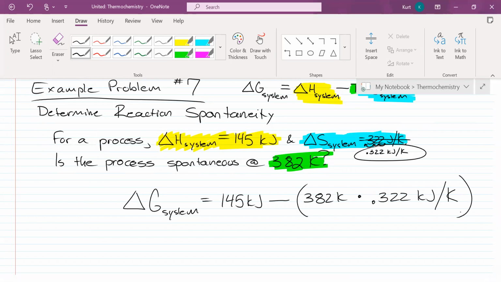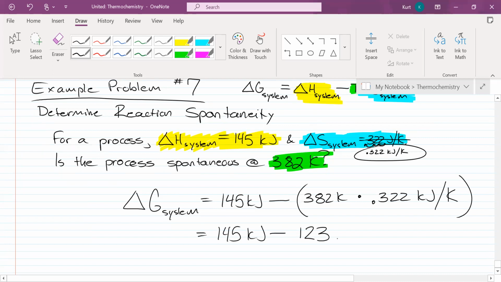I hear those calculators opening up. Let's show our work on this. We have 145 kilojoules minus, I have about 123. Now, what is going to cancel out here? What unit of measurement? Kelvin is gone. I thought I heard somebody say kelvins. Don't say kelvins. It's always singular. Like we don't say it's 98 degrees Fahrenheits. We don't say that, so don't say kelvins.